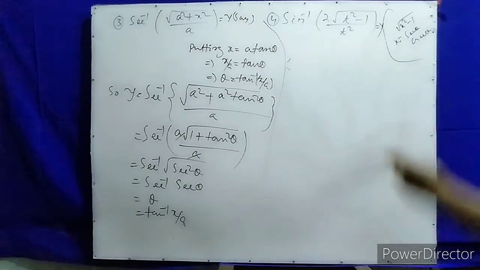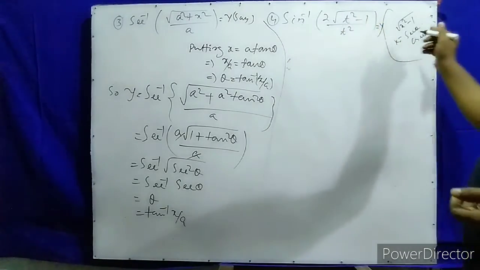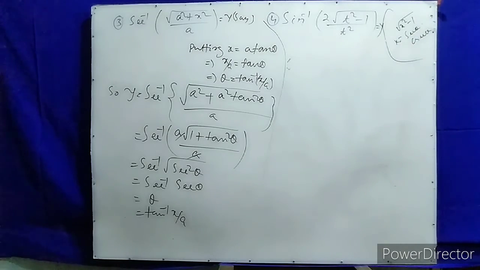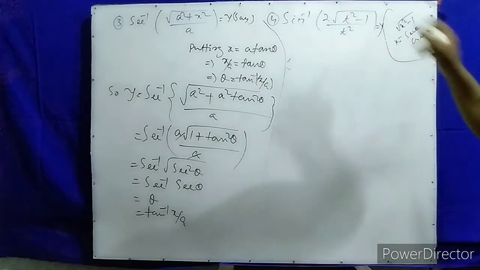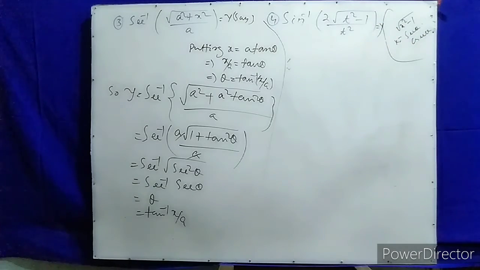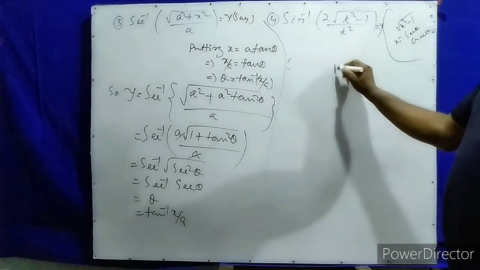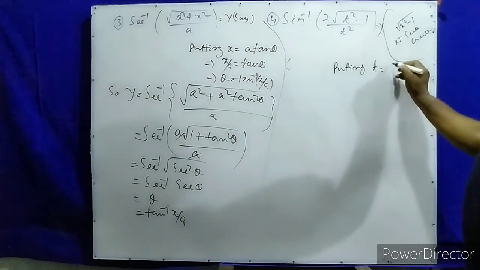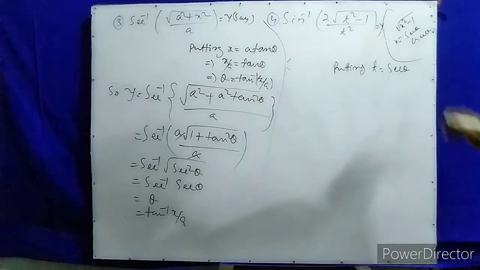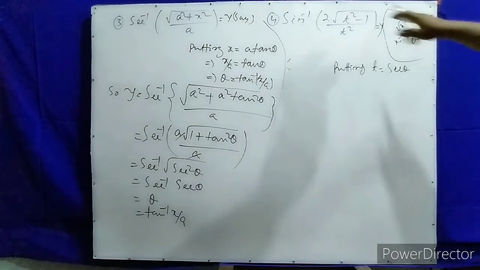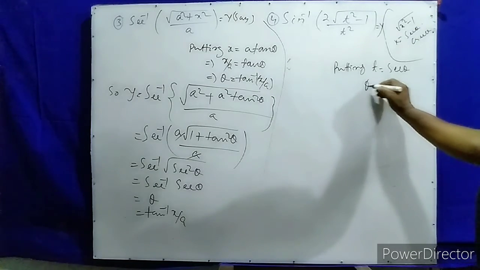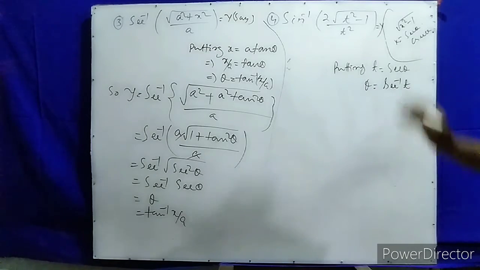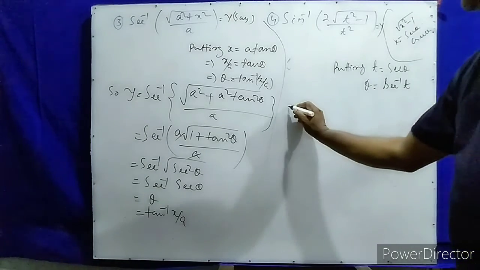Now what value do you take? Here, if it is x square minus 1, then x equal to sec theta or cosec theta. But here it is given t square minus 1, so instead of x you write t. Putting t equal to sec theta, because here t is there, so theta equals sec inverse t. Now put it here and simplify.